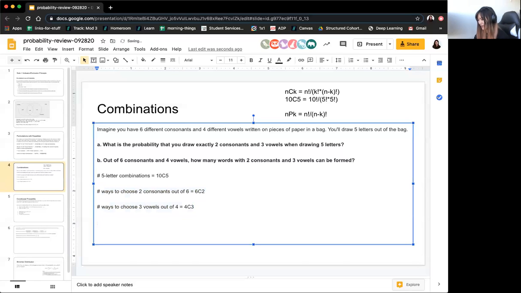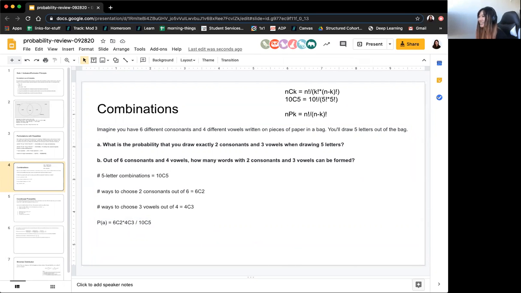And so therefore, the probability for this question, part A, let's just go with A, equals 6 choose 2 multiplied by 4 choose 3 divided by 10 choose 5. And that should give you your probability. Not going to do all of this math out, but you should be able to Python it out and that'll work. Questions so far?